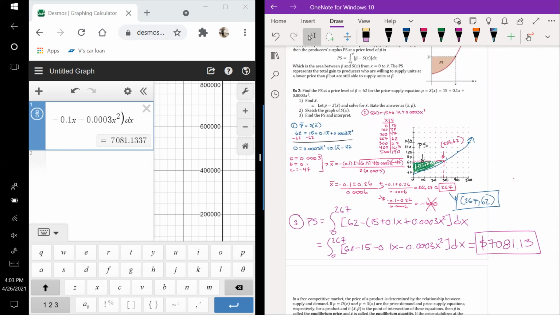So no matter if they supply units at a lower price, the store that has the units at a higher price, they'll still make a gain, and this gain will be $7,081. Okay. Any questions on that?